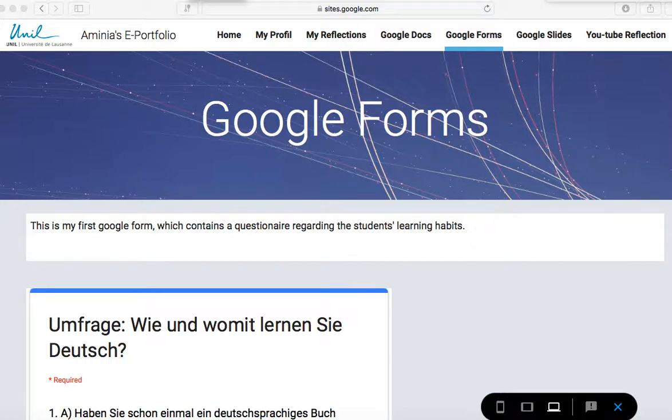Here we are on the Google Forms page, and you probably also notice on the Google Docs and later on the Google Slides, this background is a little bit different. I wanted to shift more to the thinking, more the action part, of what's happening right now.